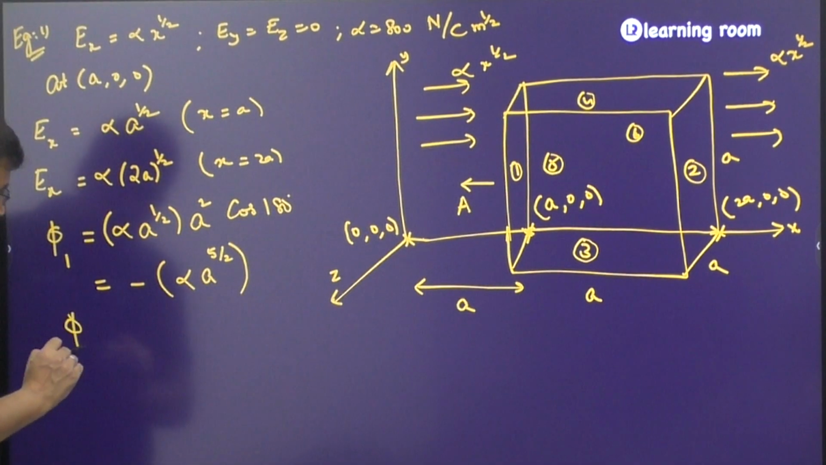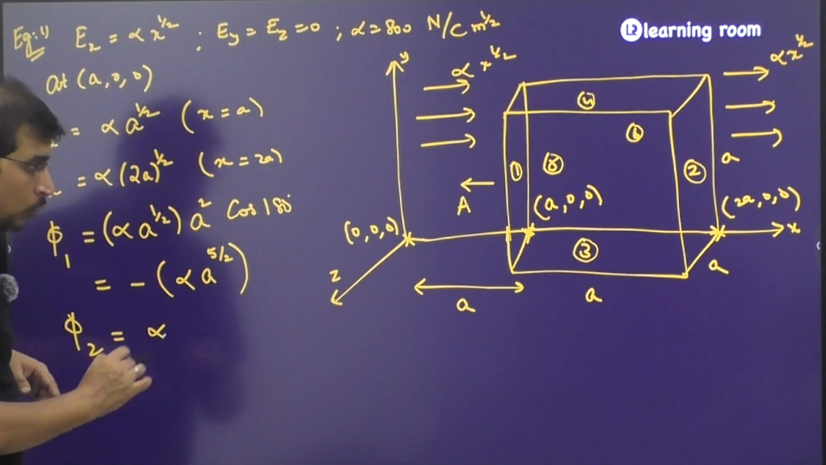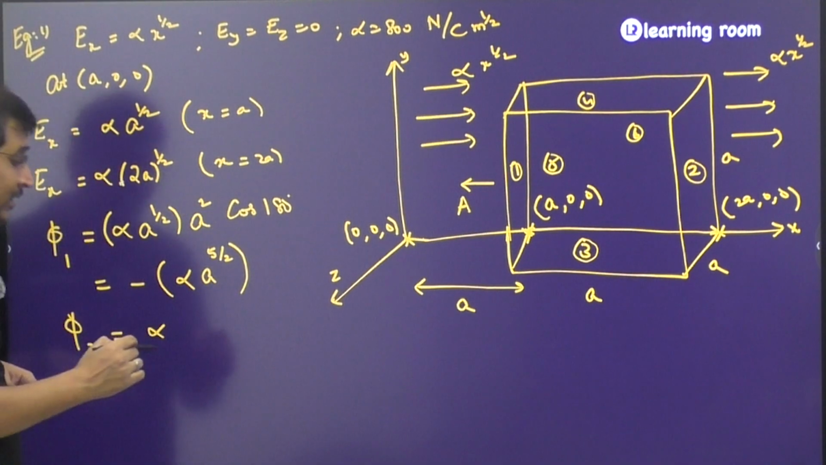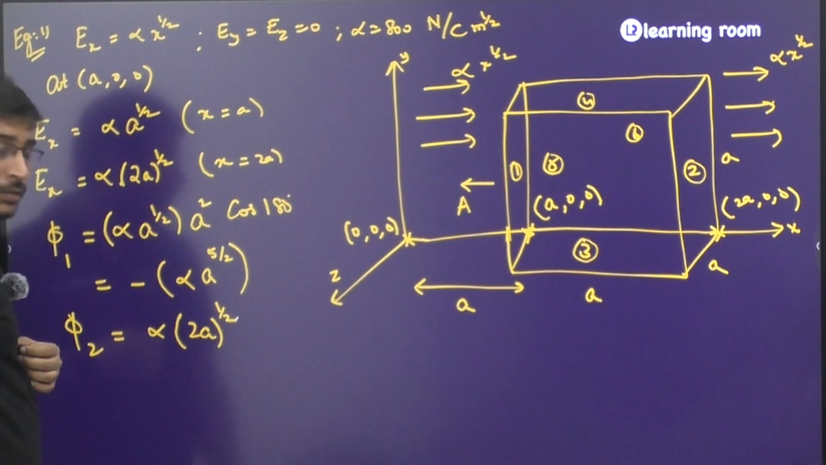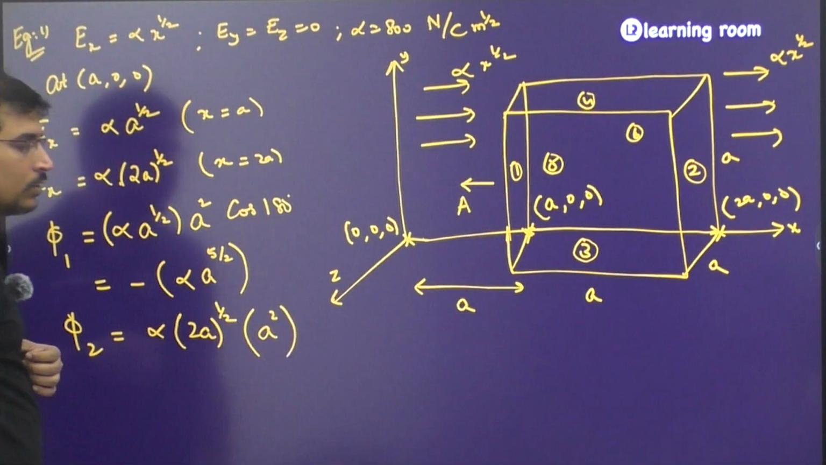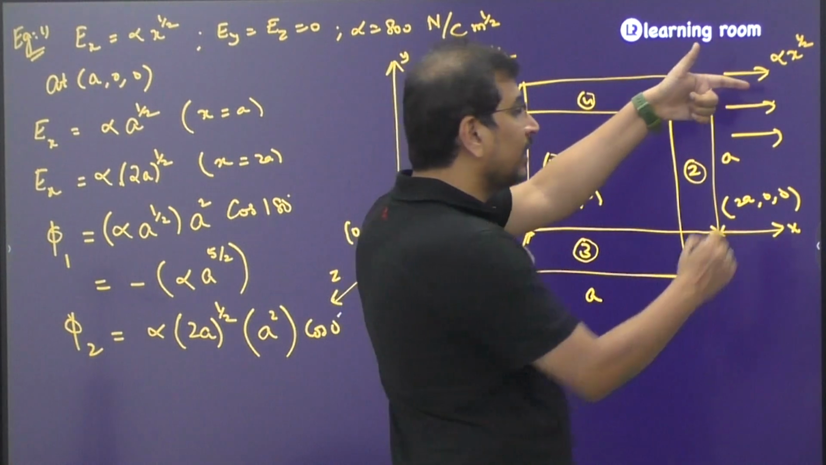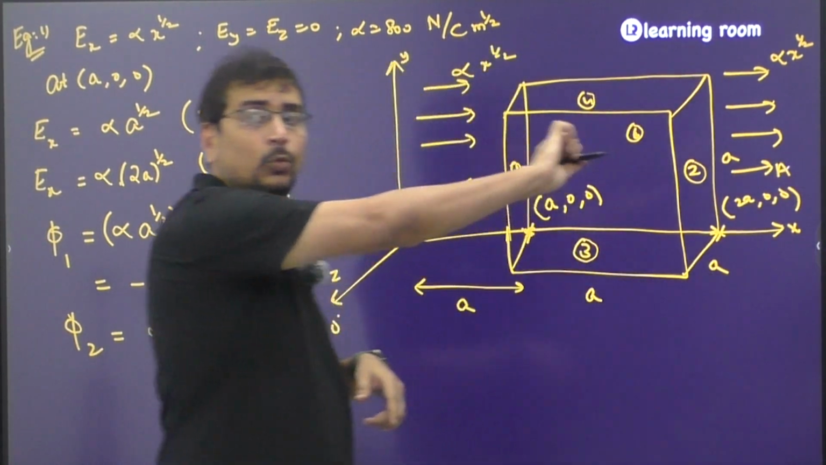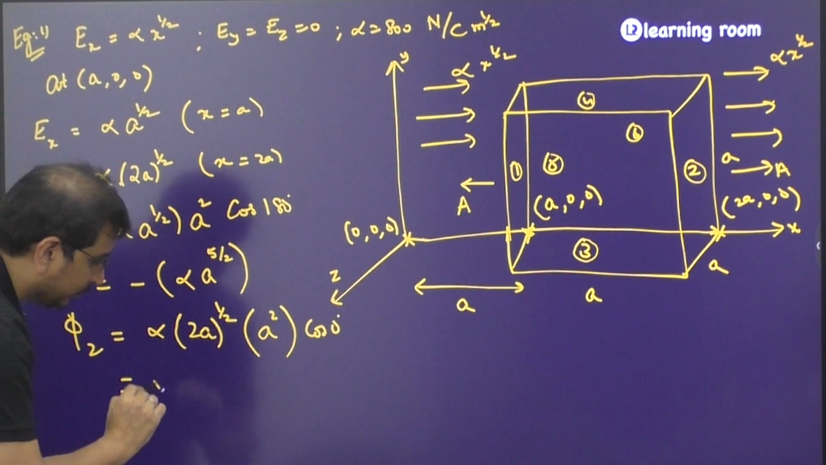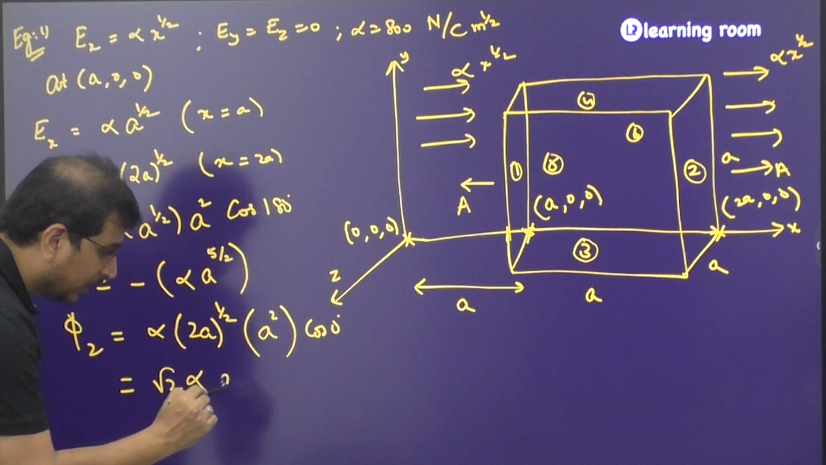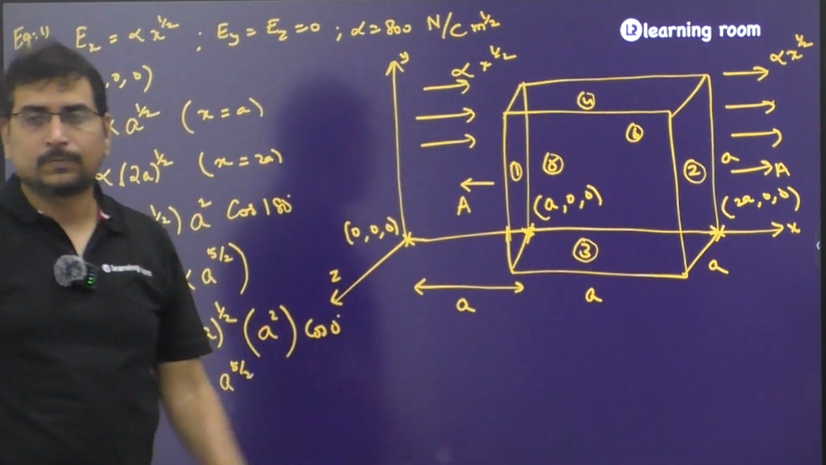Similarly, what is going to be the flux through the second surface, which is exactly on the opposite side? Electric field is alpha into, this time it is not a, it is 2a power half, multiplied with a square cos of, this is where we need to be careful, 0 degrees, because electric field is like this, areal vector is like this. I told you it is in the outward direction, right? How much is it going to be? So 2 power half is root 2, root 2 alpha into the same a power 5 by 2, but this is going to be positive. Positive means it is coming out.